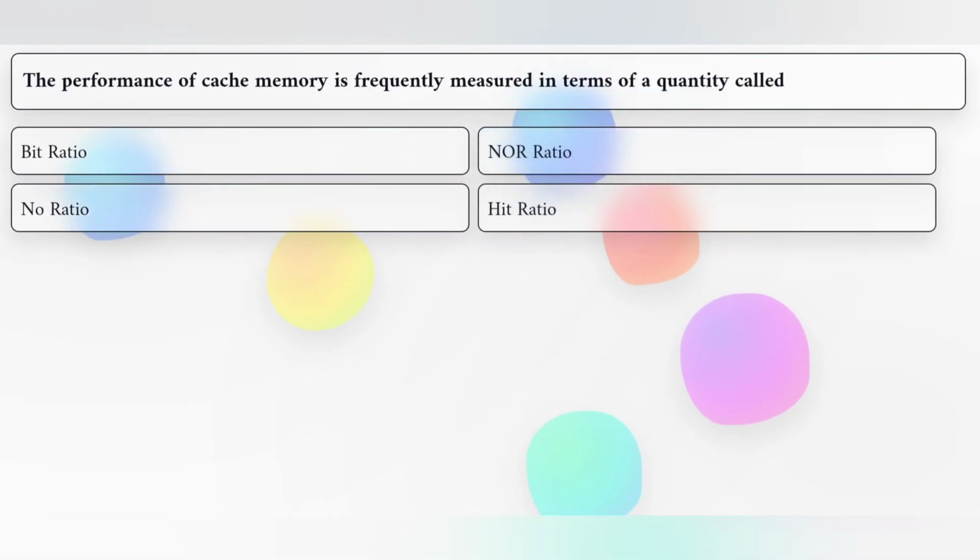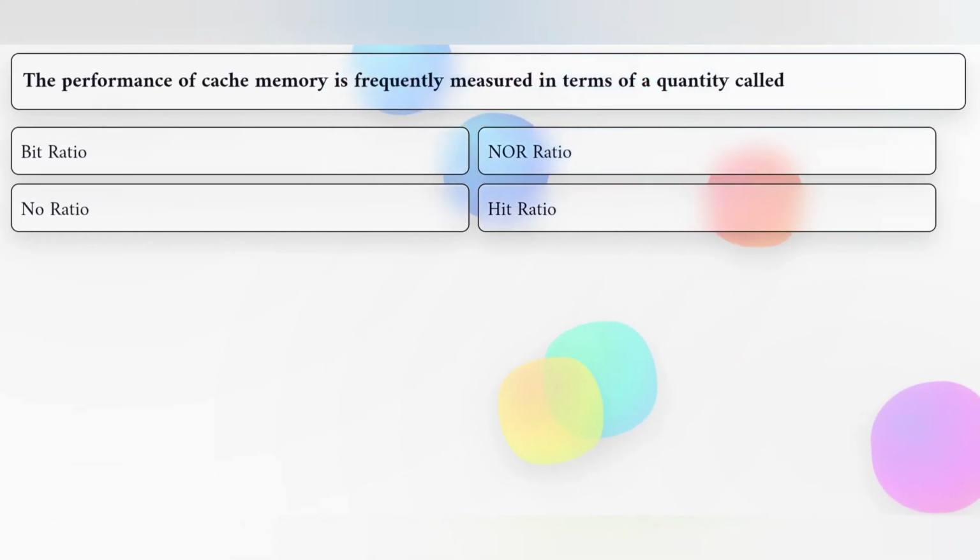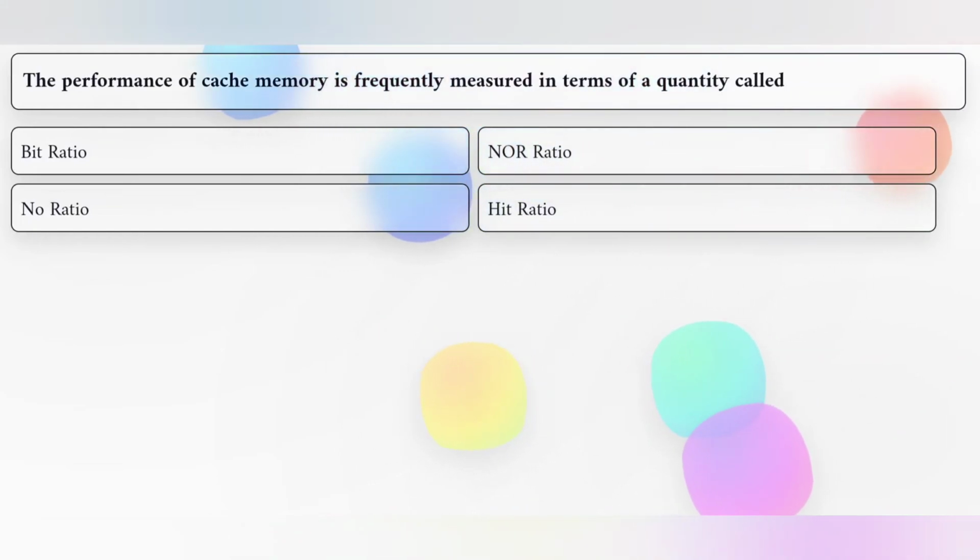The performance of cache memory is frequently measured in terms of a quantity called bit ratio, NOR ratio, no ratio, hit ratio.